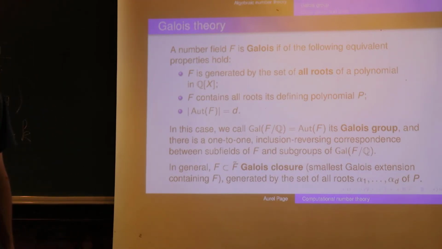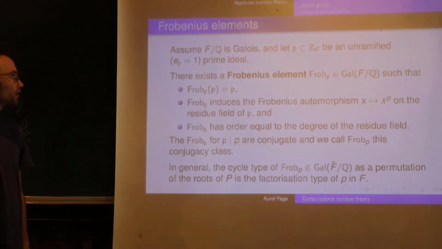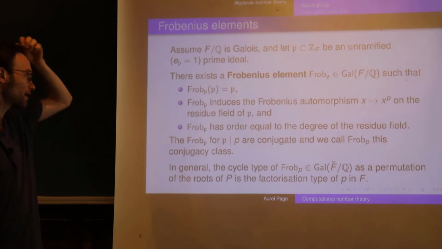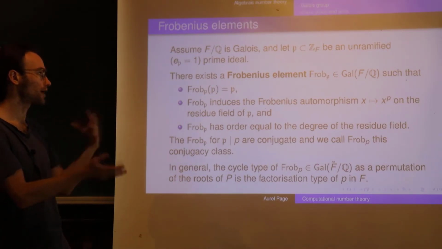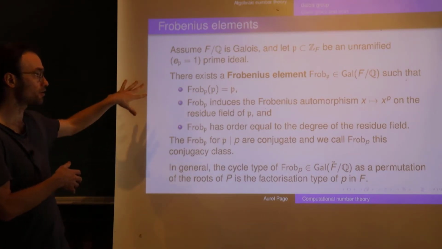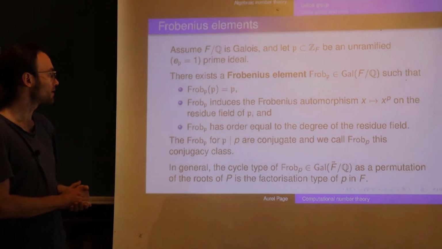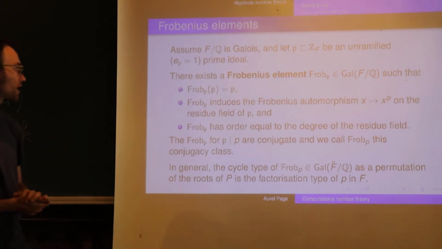And one other important property of Galois fields is the presence of Frobenius elements in the Galois group. So this is an interaction between the Galois theory and the arithmetic of the field. Like what I said in the previous slide, this is more general for fields. But if you add arithmetic, you have an interaction with the Galois theory in the form of Frobenius elements.